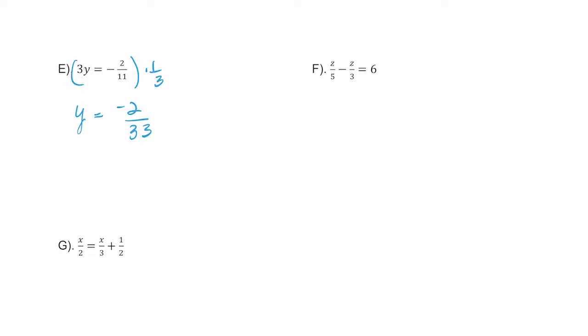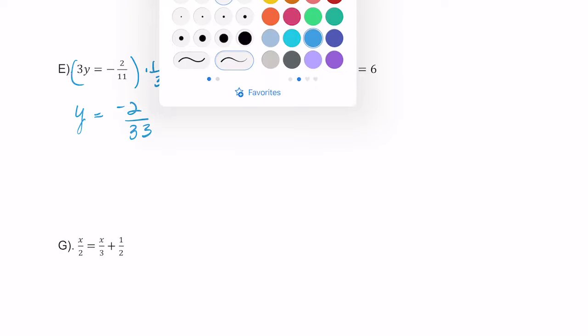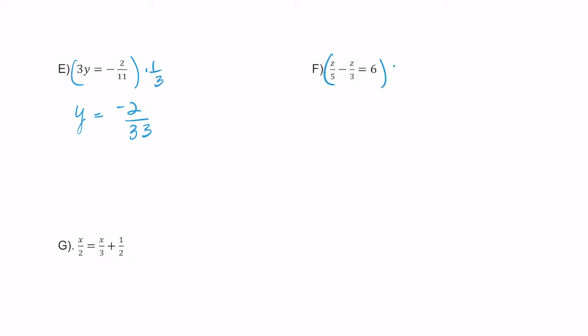Okay, and letter F. So here you have two z's. And again, you can use the same methods we've been using. So I want to get rid of the 5 and the 3. So think about, what would 5 and 3 both divide into? What number? That's going to be my least common denominator. 5 and 3 both go into 15. So we're going to multiply everything in the equation by 15.